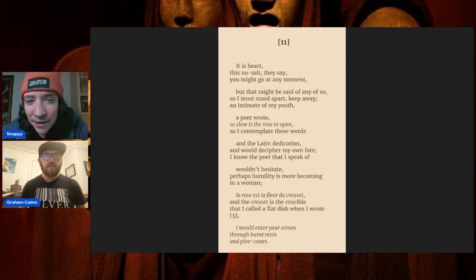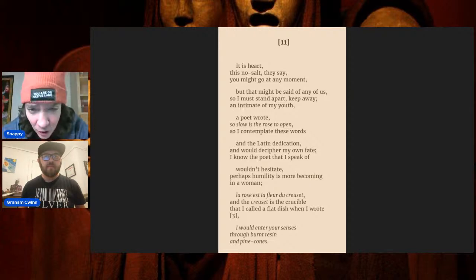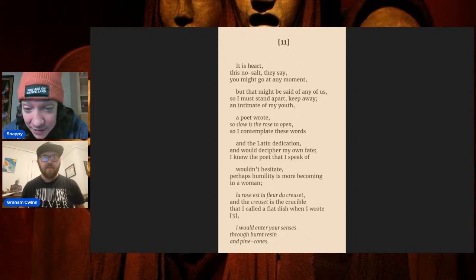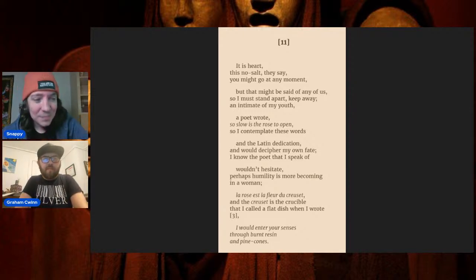So I must stand apart, keep away, an intimate of my youth. A poet wrote, so slow the rose to open. So I contemplate these words and the Latin dedication and would decipher my own fate. I know the poet that I speak of wouldn't hesitate. Perhaps humility is more becoming in a woman. La rose et la fleur de cruest. And the cruest is the crucible that I called a flat dish when I wrote. The dish is that womb that gives birth, right? You mix everything up on that.